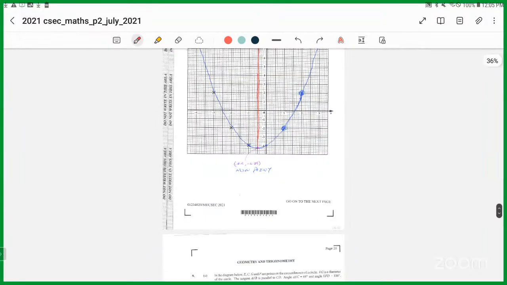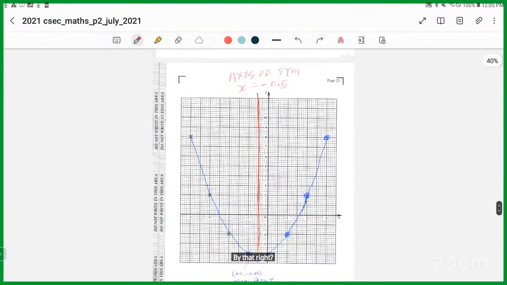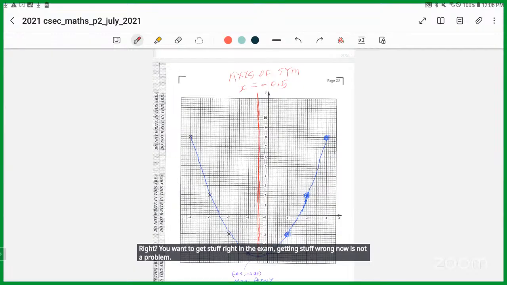Alright? Persons who did it and made little mistakes, understand it better? I want you to make your corrections. That is it. When you do the questions, learn from your mistakes. You improve, you understand it better. So it's important for you to actually do the work. Don't worry about getting stuff wrong right now. You want to get stuff right in the exam. Getting stuff wrong now is not a problem, because you learn from making your mistakes.